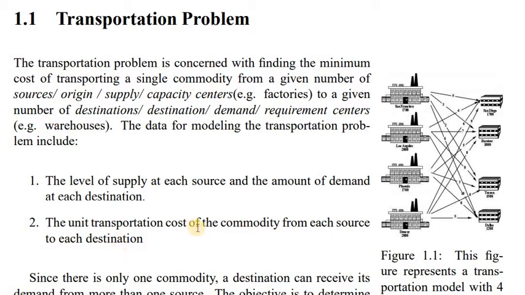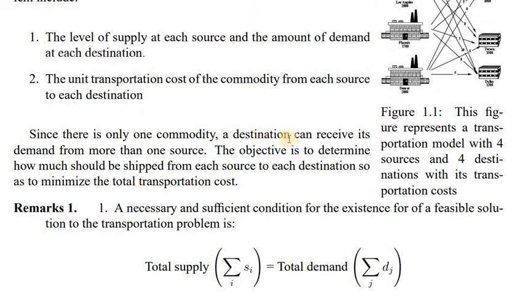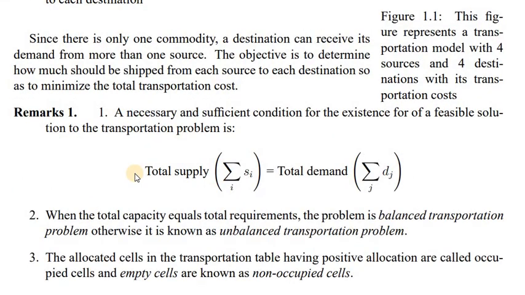We also need the unit transportation cost of the commodity from each source to each destination. Here it is 5 per unit, 3 per unit, 4 per unit, etc. There is only one commodity, and a destination can receive its demand from more than one source. The objective is to determine how much to ship from one place to another. A necessary and sufficient condition for a feasible solution is that total supply should be equal to total demand. If it is not, then we have to balance it.